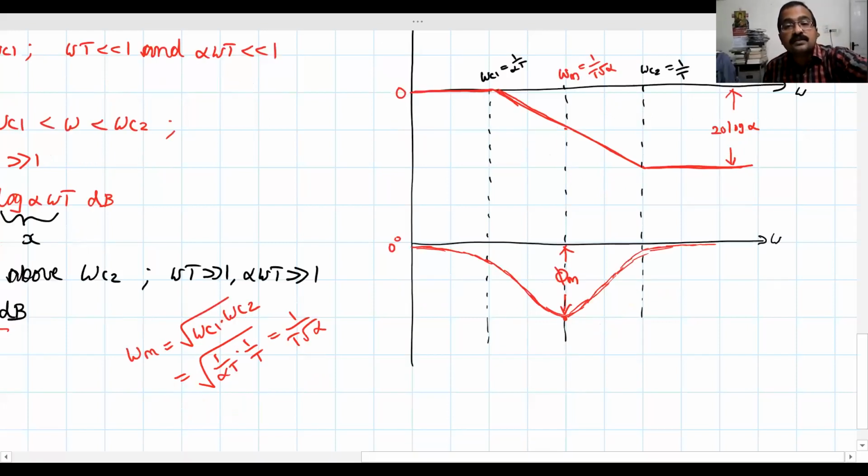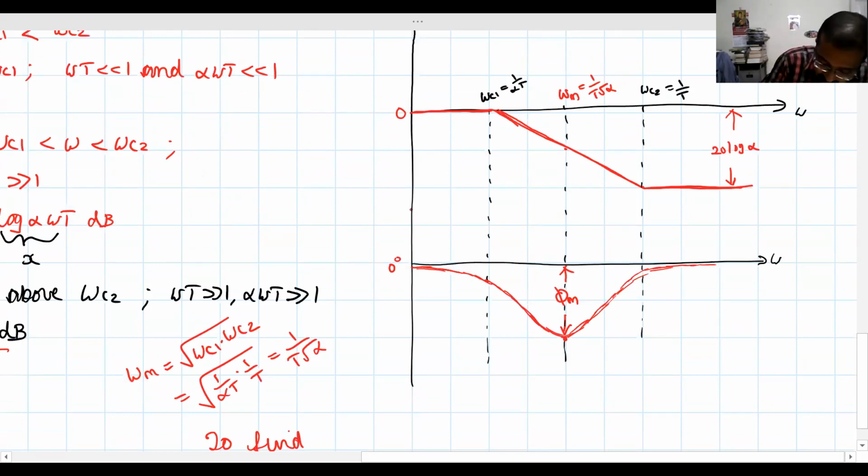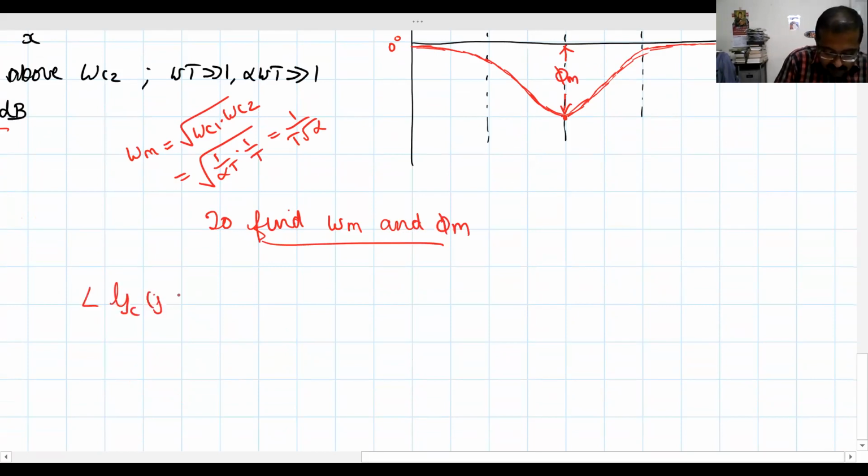Now, how will we find phi m and omega m? So this is the angle of GC of j omega. To find omega m, the frequency at which the maximum phase angle phi m occurs: what is the angle? Angle GC of j omega is tan inverse omega T minus tan inverse alpha omega T.